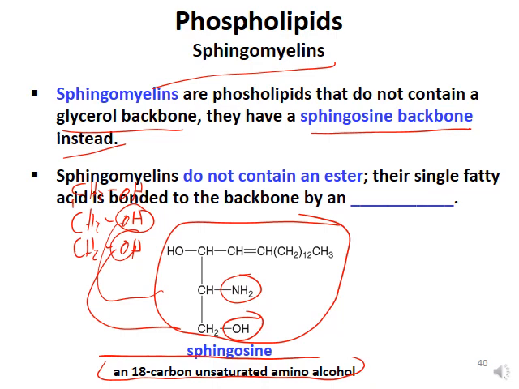Sphingomyelins do not contain an ester. Their single fatty acid is bonded to the backbone by an amide bond. You know what an amide is, right? R, C, double bond, O, N. So let's find that amide bond. Let's take a look at it.